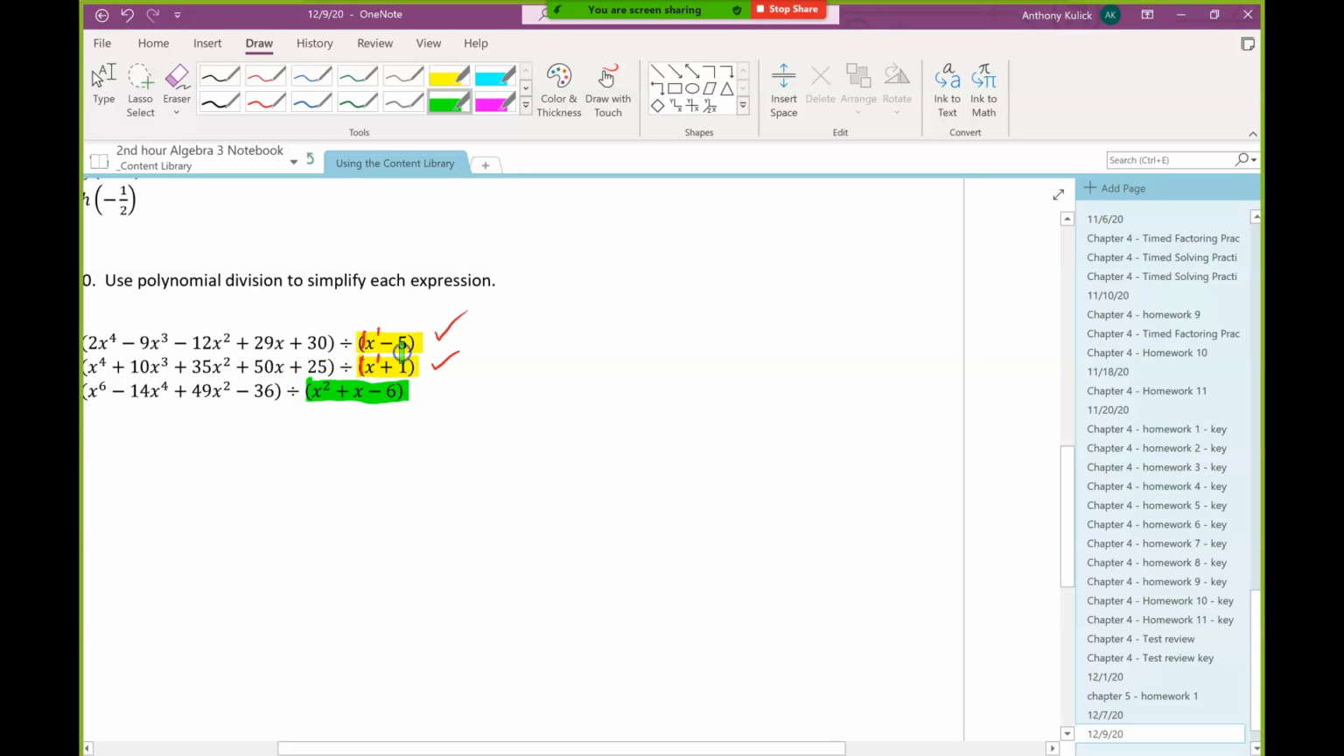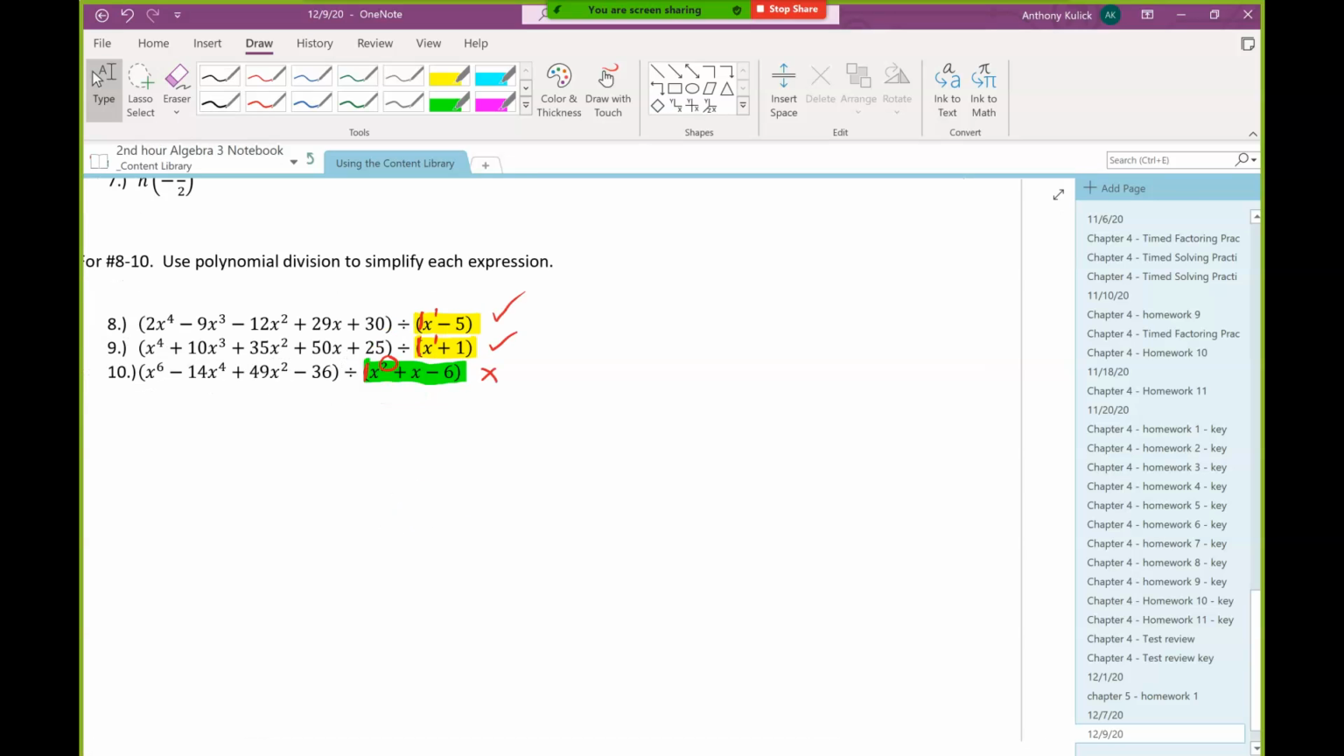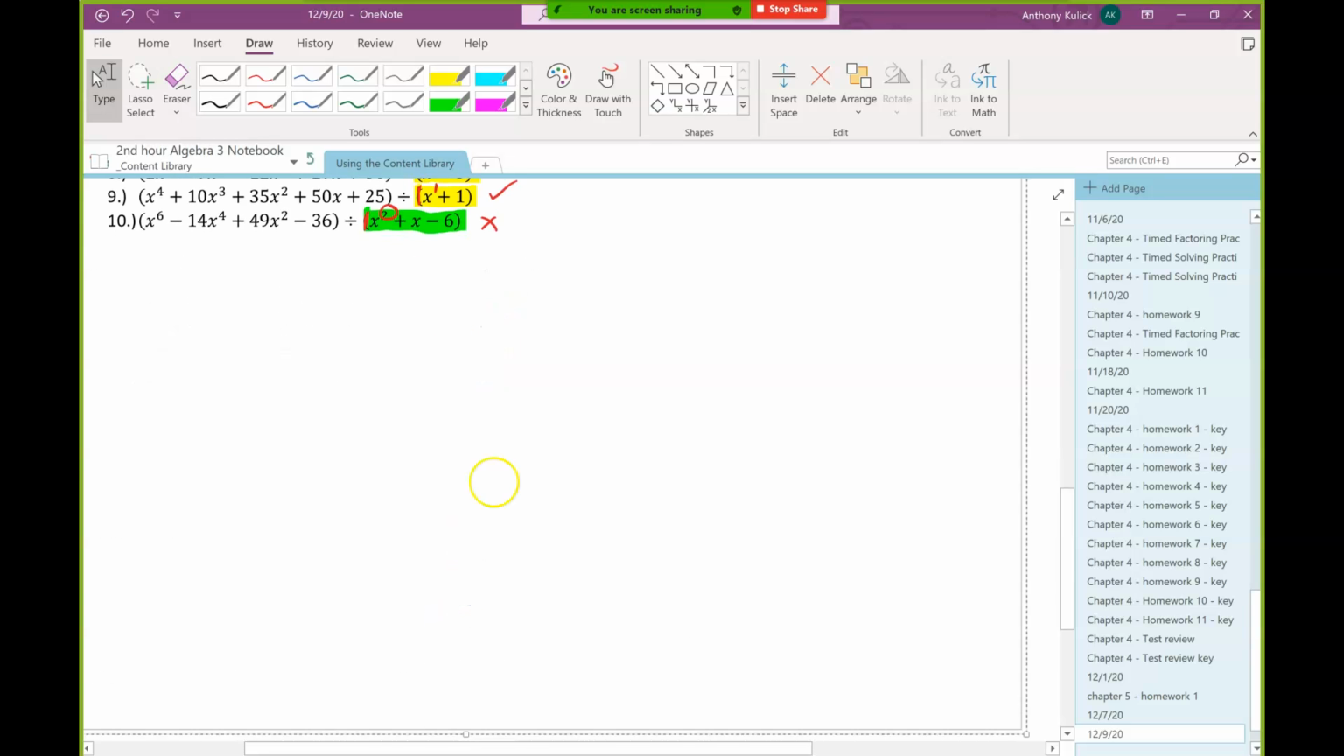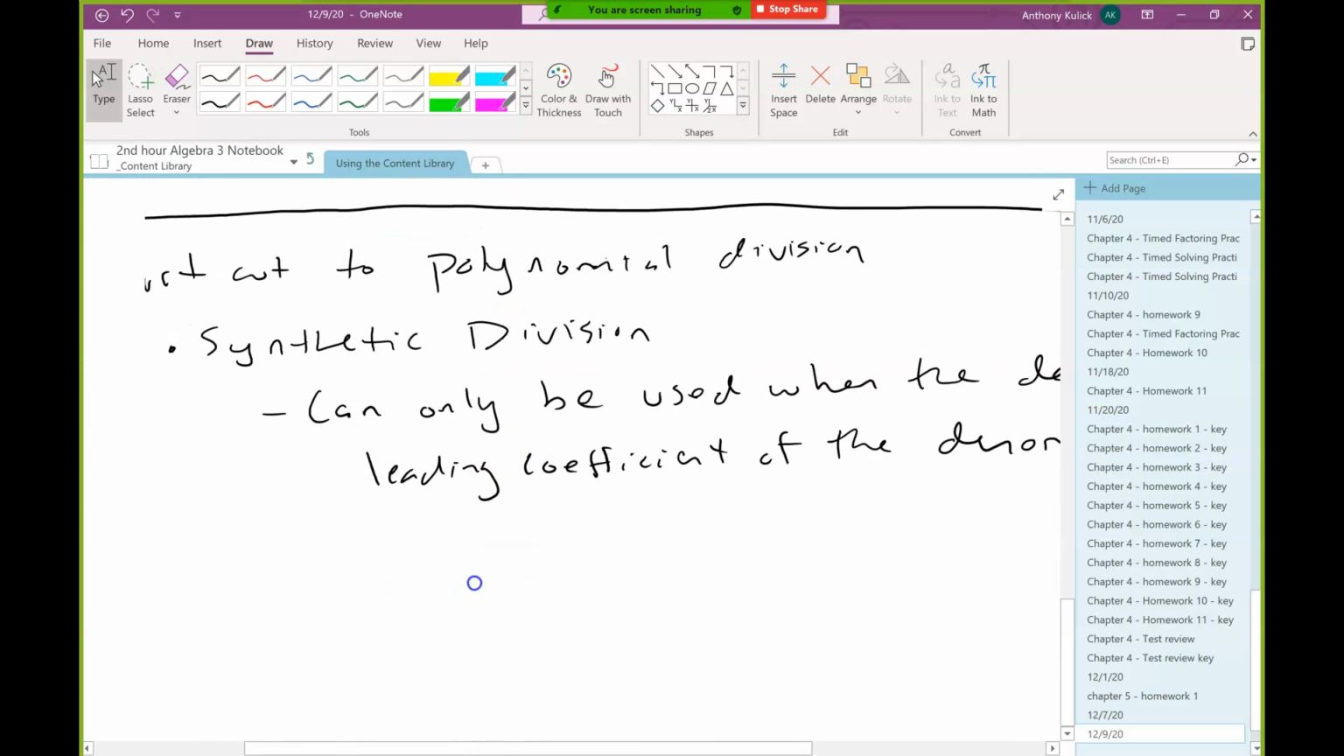If I look at the last one, though, the leading coefficient is 1, but the degree is 2. So I couldn't use synthetic division on this problem. It doesn't matter what the dividend looks like. Only the divisor. So let's do an example here. Let's do number 8 from the homework last night, and we'll show you how much easier that is when we use the synthetic division shortcut.